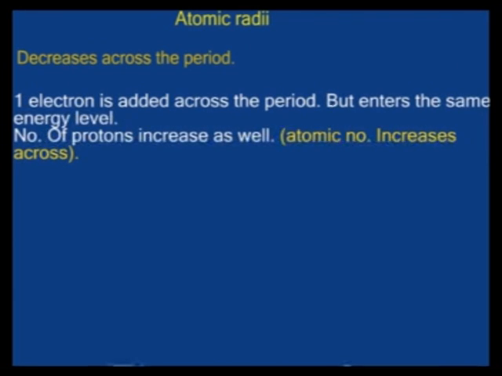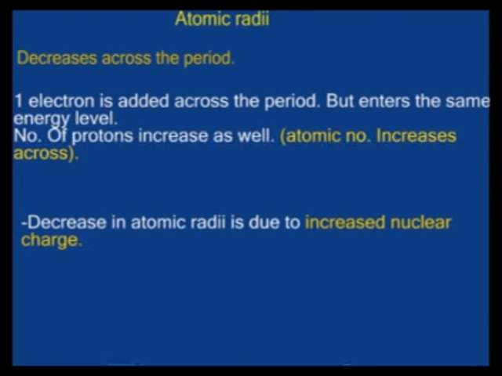Now, we say that the decrease in atomic radius is due to increase in nuclear charge. Again, I say the decrease in atomic radius across the period is due to increase in nuclear charge across that period, meaning that the outermost electrons are pulled more and more strongly as you move across the period, and thus the atomic radius decrease. How can you explain that in simple terms?